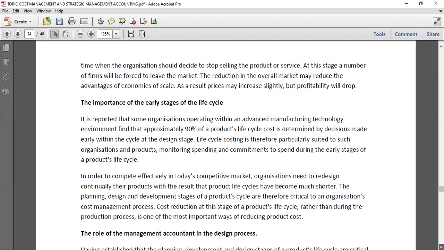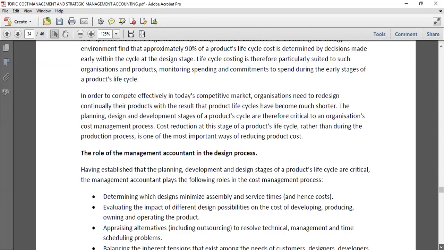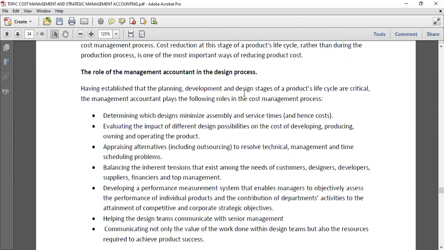And then the other is understanding what is your role as a management accountant. Now, we know very well that as we study MDC, we are studying this paper as management accountants. So it's good for us to understand, as management accountants, what are we exactly doing, okay? So one of the things that we are doing as management accountants is to determine which designs minimize the assembly and service times, okay? And hence costs.